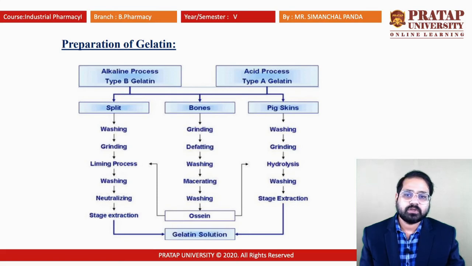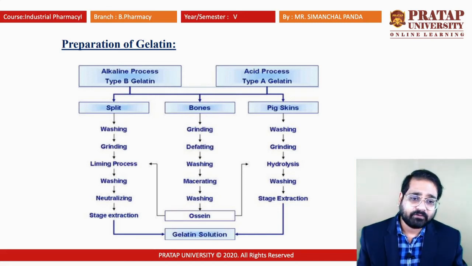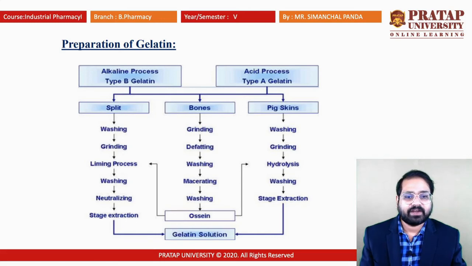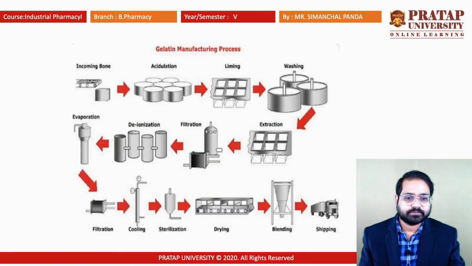But in case of bone, the same procedure continues. We have to go for washing, maceration, washing, then we get the ossein product. That goes for lime processing, and the same processing continues to get the gelatin solution. And for the pig skins, a similar process: they go for washing, grinding, then hydrolysis, then washing, and finally stage extraction to get the gelatin solution.